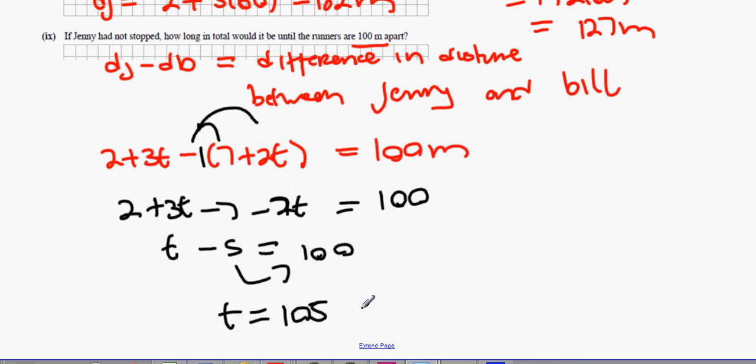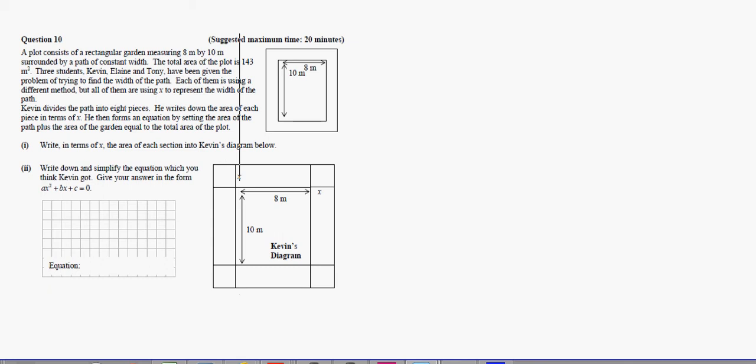So that's another way of doing it. Since the clock first started, it's 105 seconds for them to be 100 meters apart. Okay, number 10.